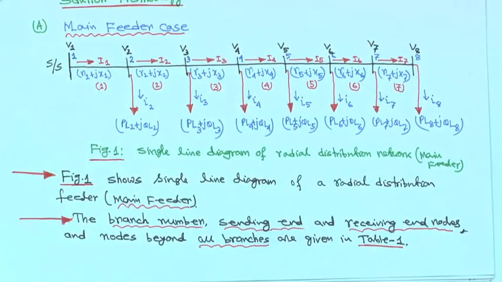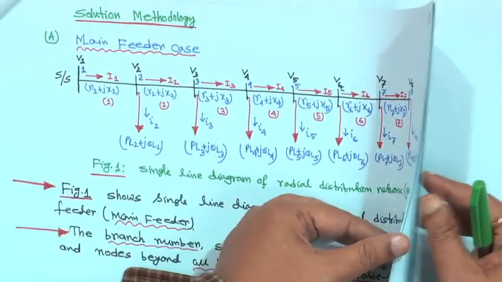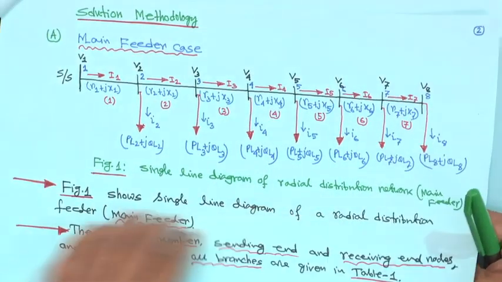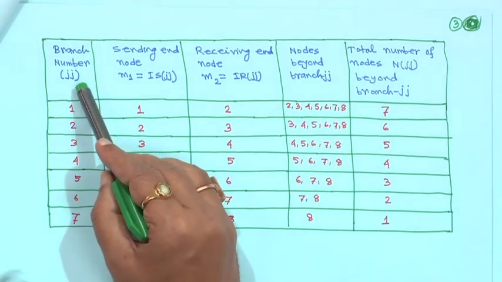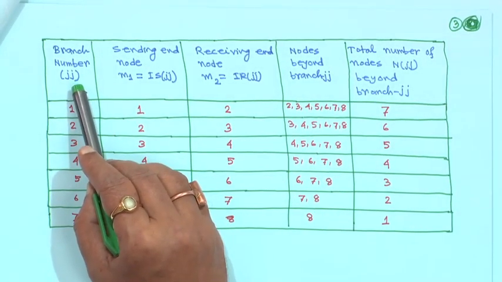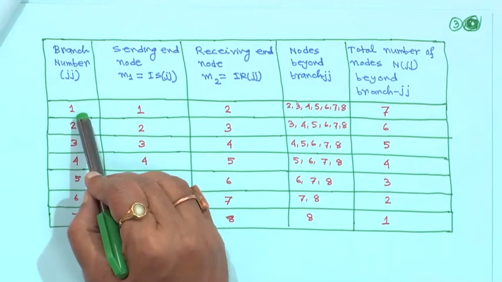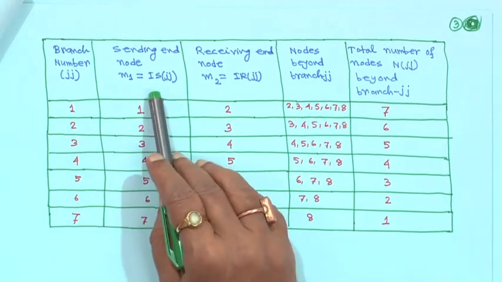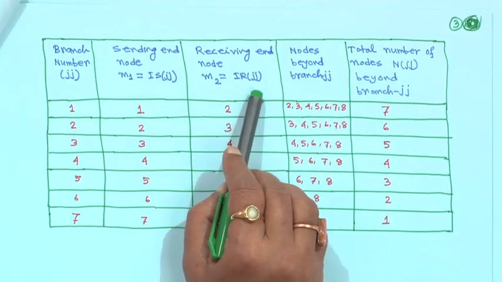This way, you have to make a table. So, first table I am giving, then I will explain how things are. In this table, the branch number is represented by JJ, because J we are using as a complex operator. So that is why JJ, branch number, say branch 1. Branch 1 is sending node M1 equal to ISJJ, M2 equal to IRJJ.